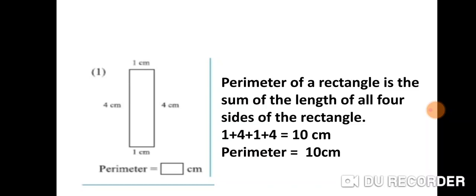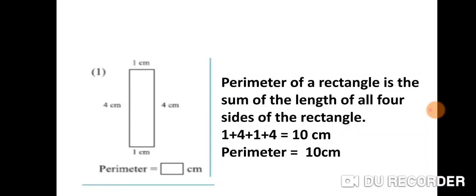So the four sides are mentioned here: 1 centimeter plus 4 centimeters plus 1 centimeter plus 4 centimeters. So 1 plus 4 gives you the answer 5, correct. And 1 plus 4 once again gives you the answer 5. So 5 plus 5 gives you the answer 10. Therefore, the perimeter of this rectangle is 10 centimeters.